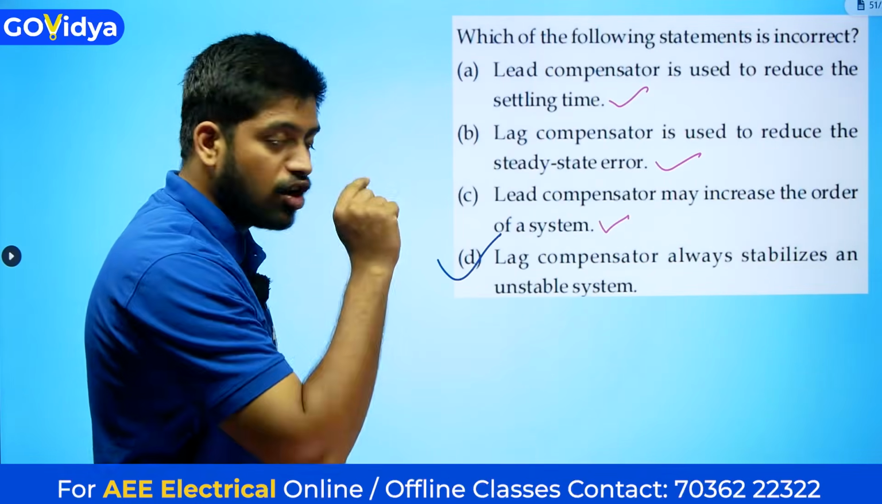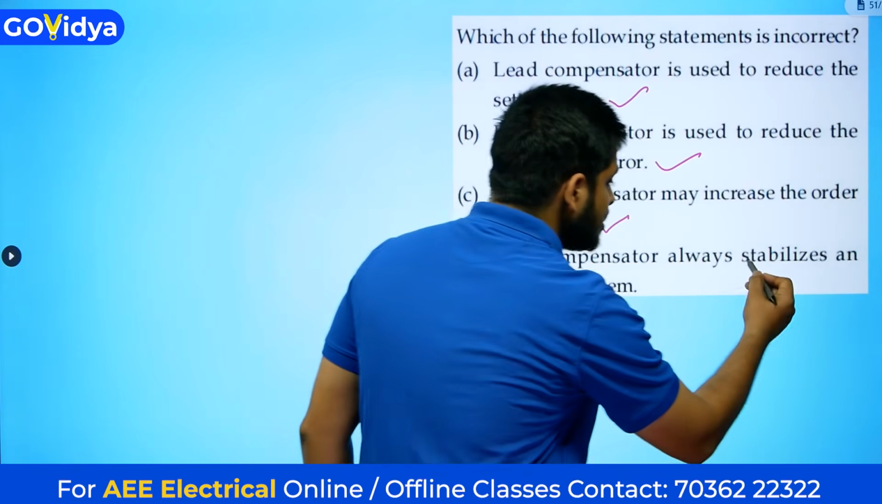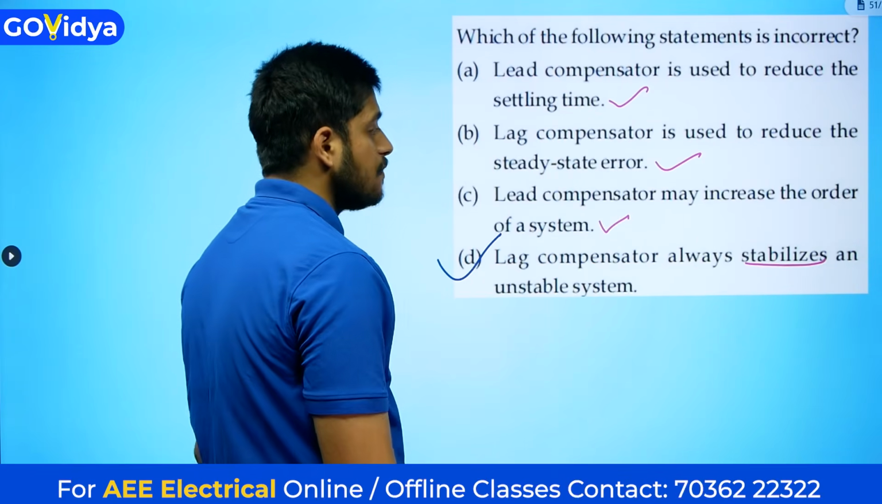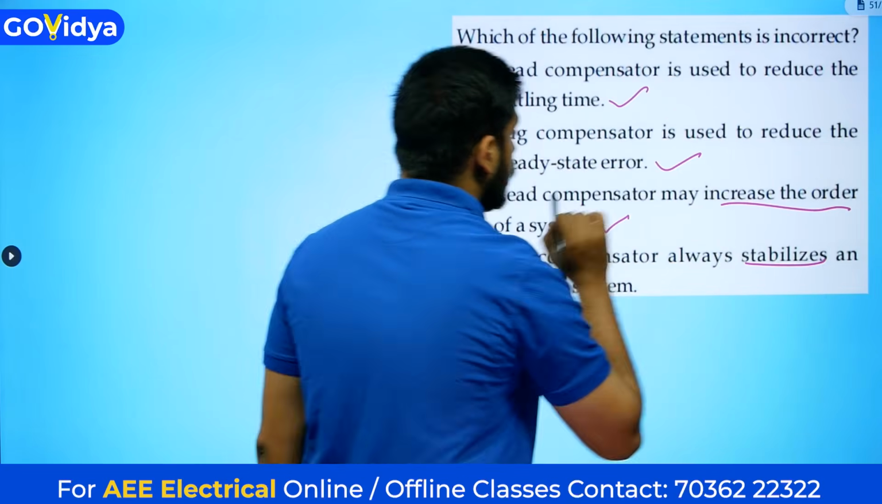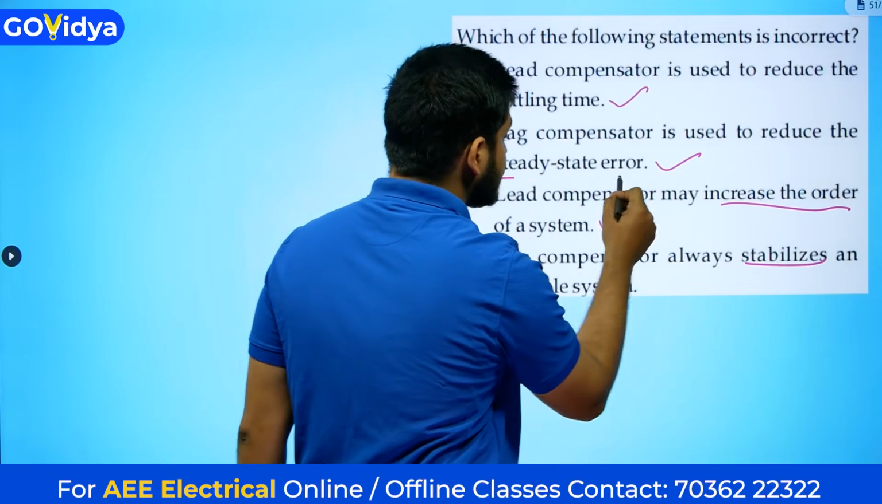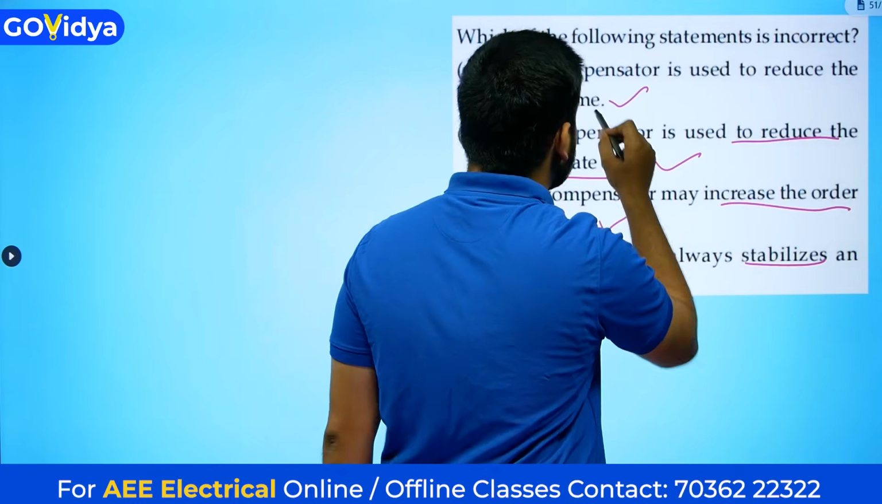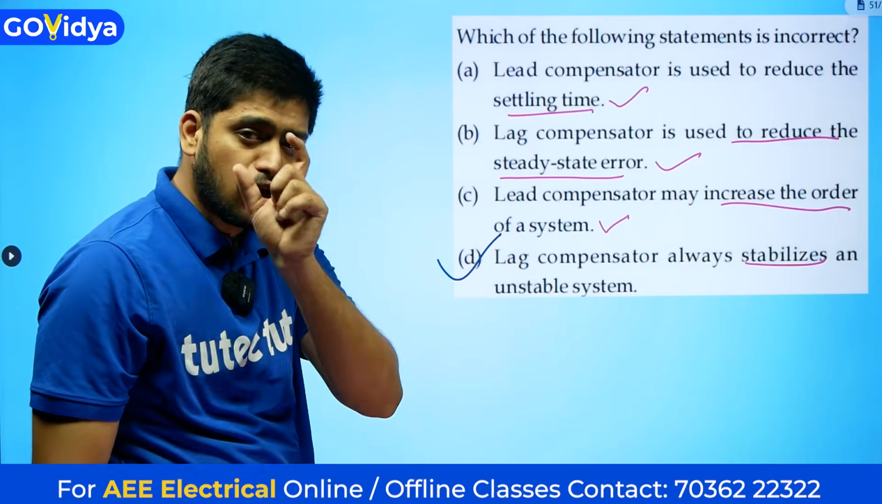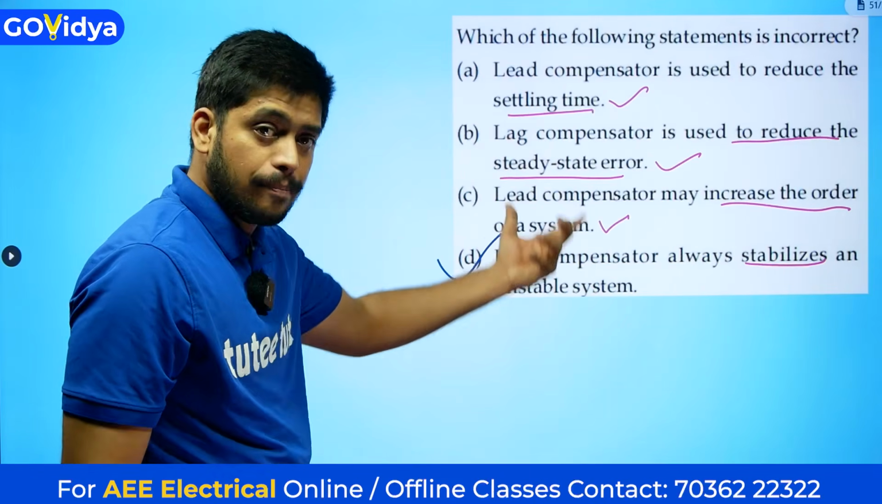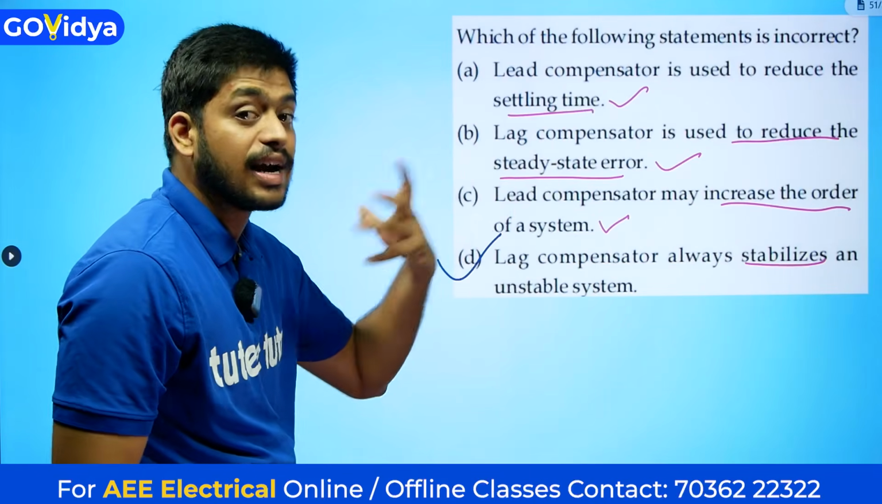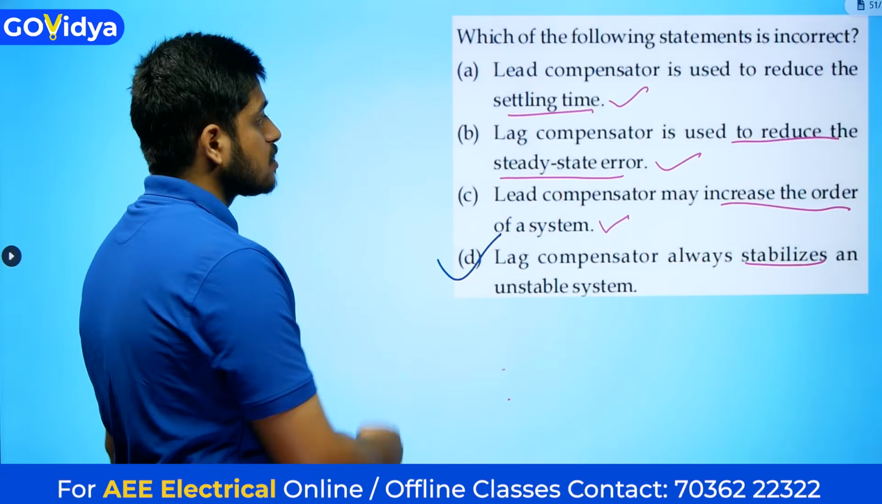Understood? Just read the options keenly, the main keywords. See here, stabilizes is the main keyword, then increase the order, lag compensator, reduce the steady state error, and reduce the settling time. These are the main keywords we need to observe in any incorrect statement or correct statement problems. Okay, next question.